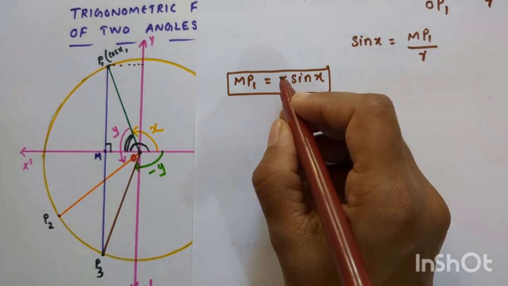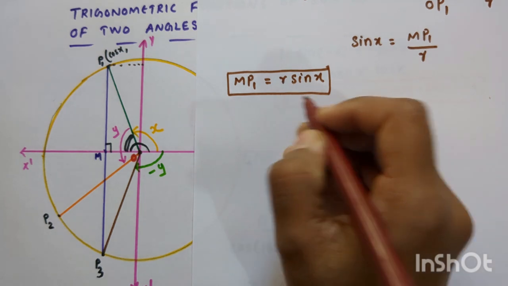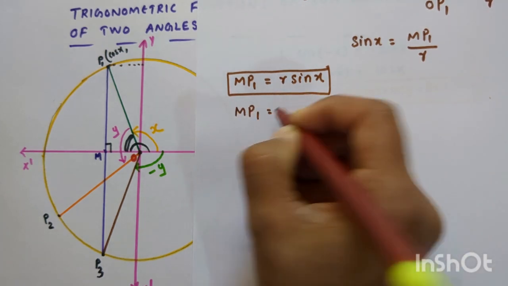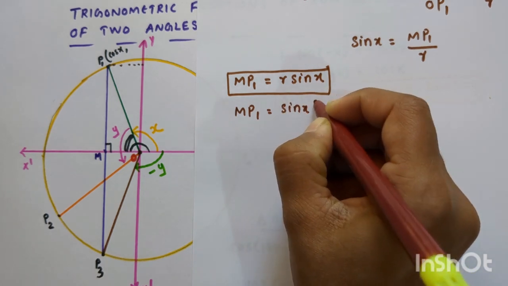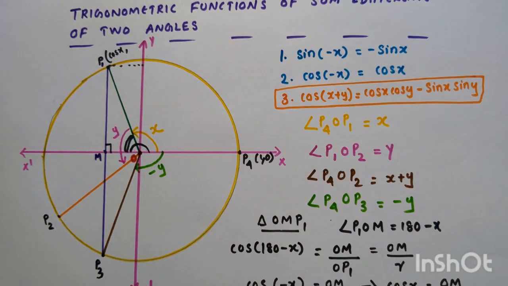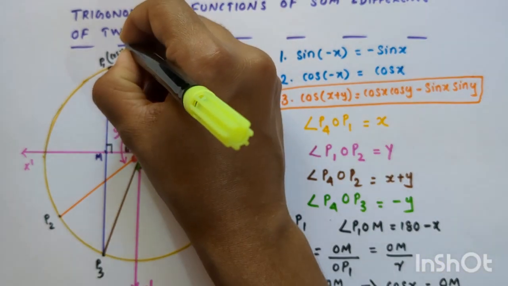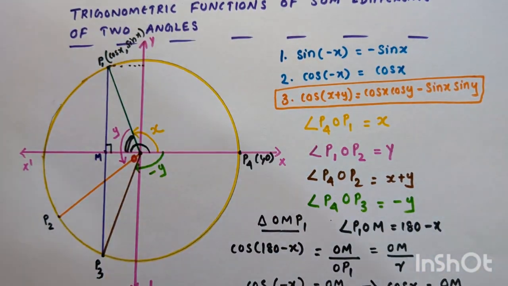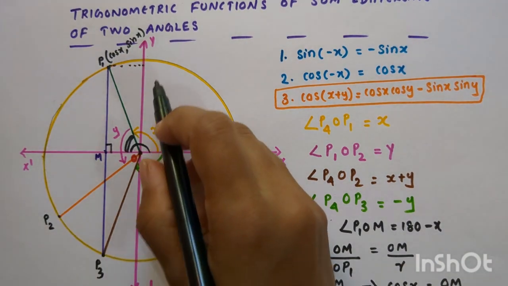In our case it is a unit circle, so radius is equal to 1. So MP1 is equal to sin x, since R is 1. This is the y coordinate of this point. So the x coordinate and y coordinate of this point are cos x, comma sin x.